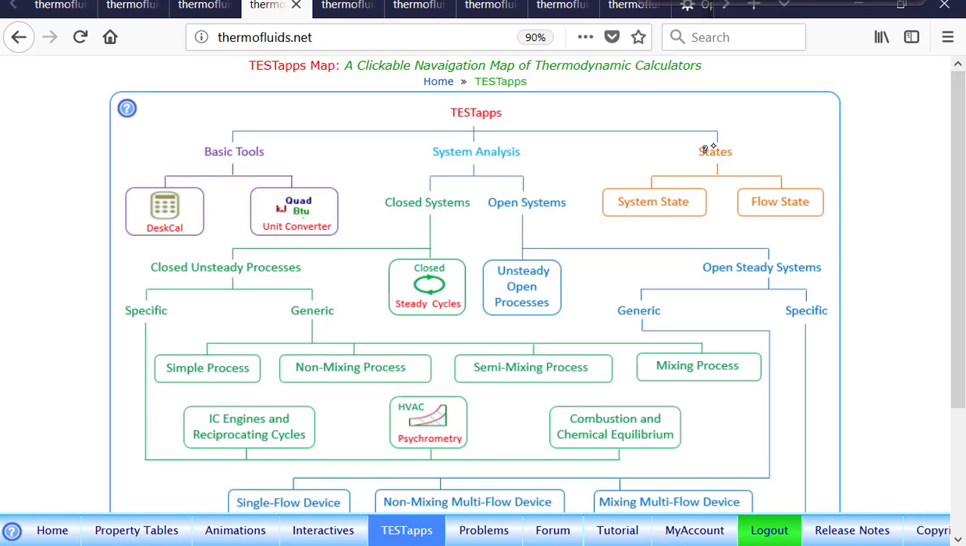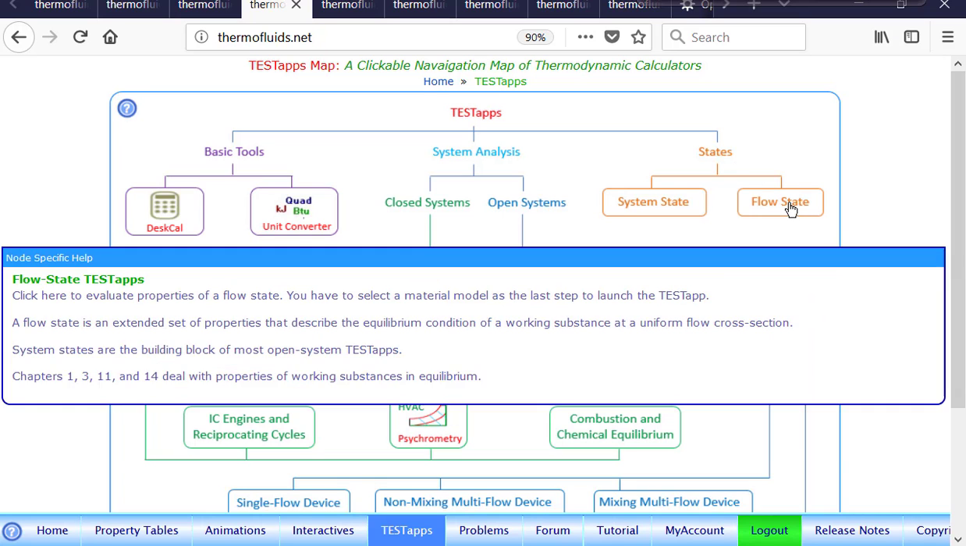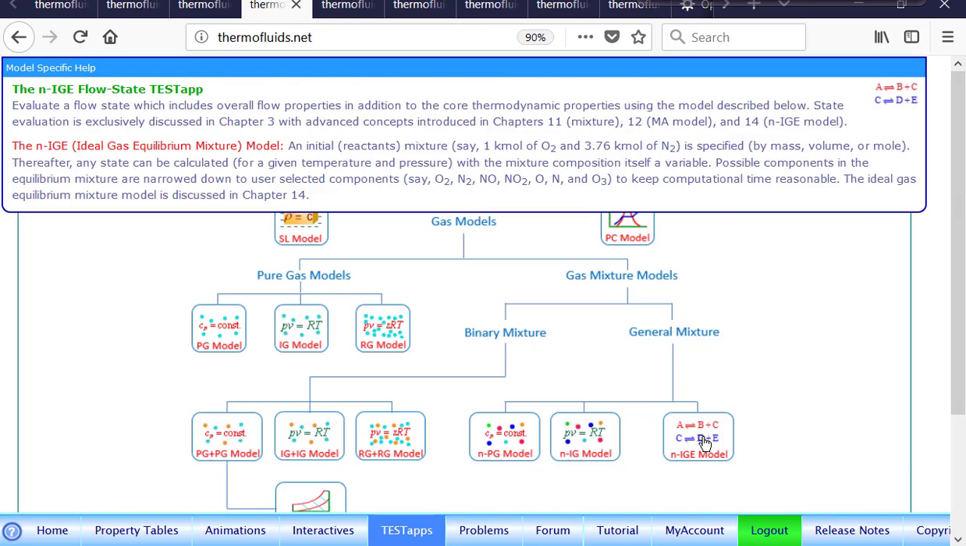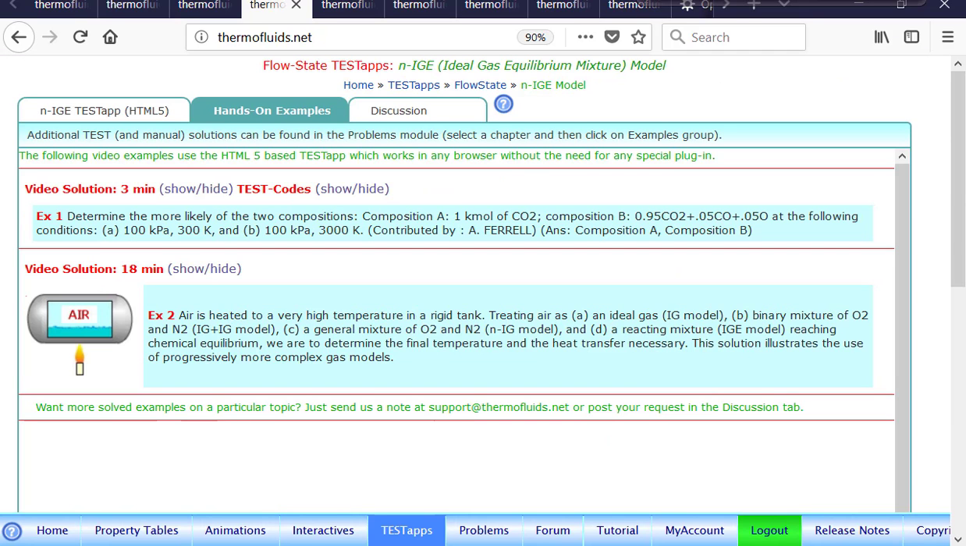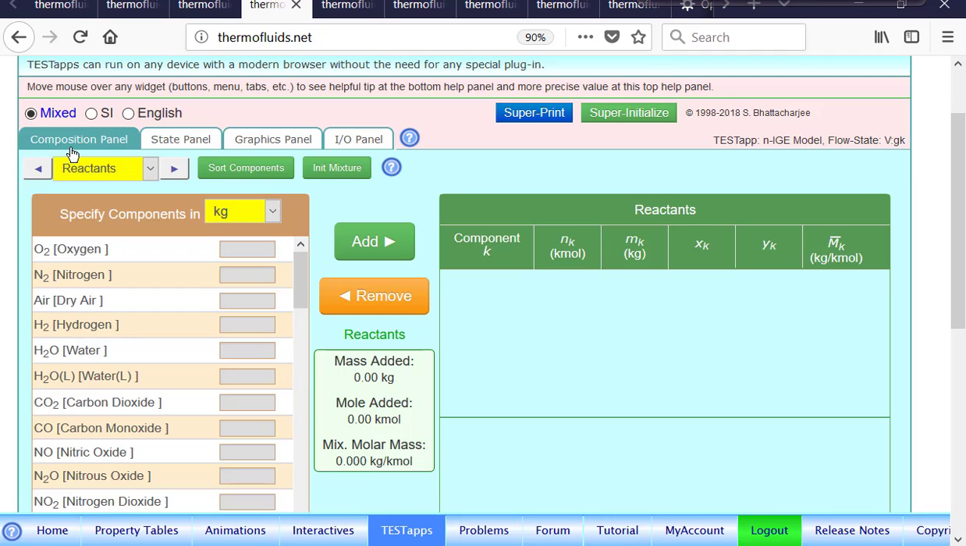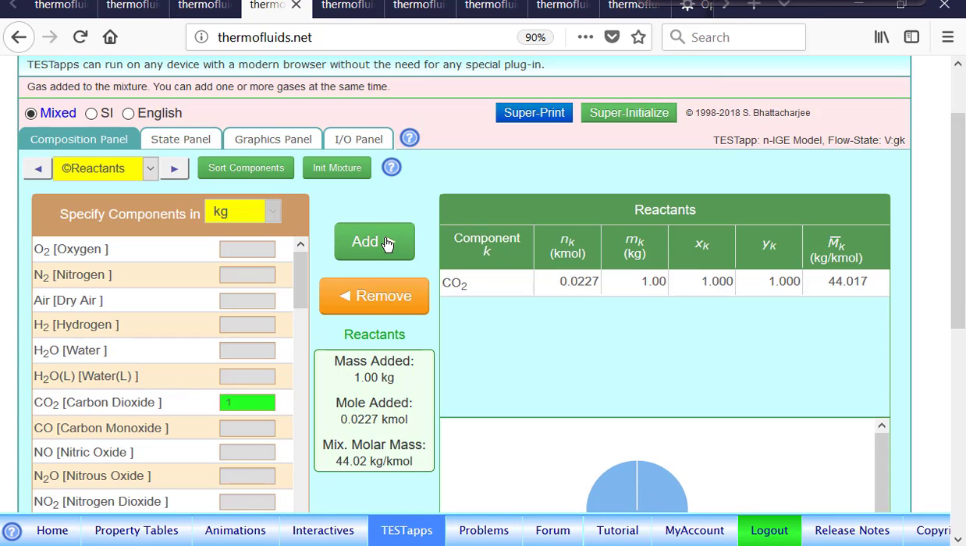First, let's go to the state panel. We'll take a flow state, and this is the NIGE model, the ideal gas equilibrium model, that handles chemical equilibrium in a mixture. So, for instance, in this case, the composition panel should be familiar if you have gone through the combustion video. So let's say we have CO2. We add that. That's our reactants.